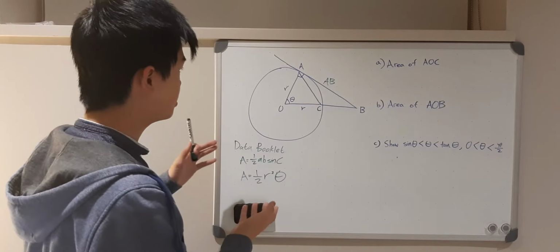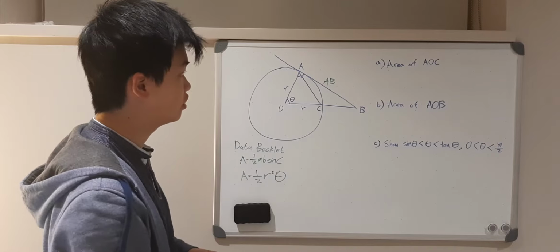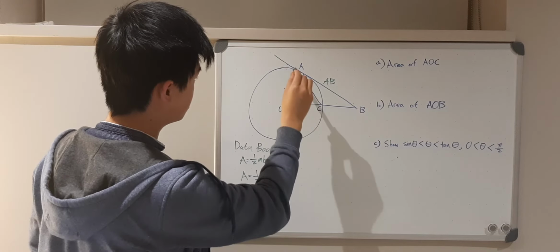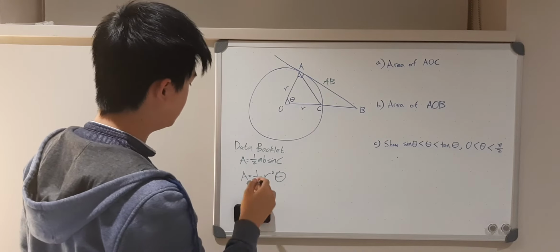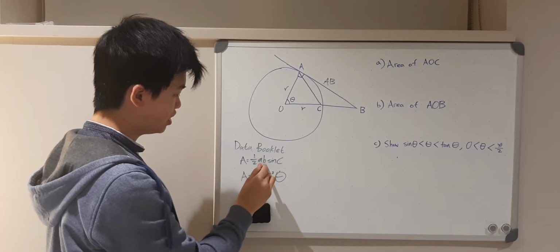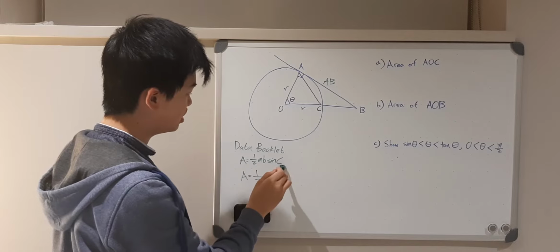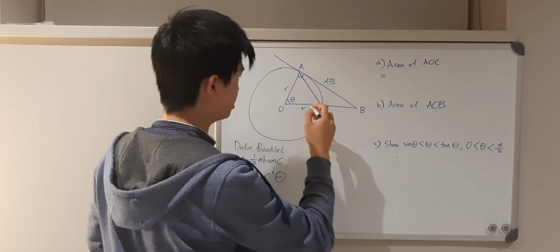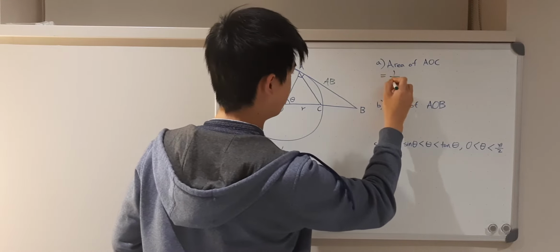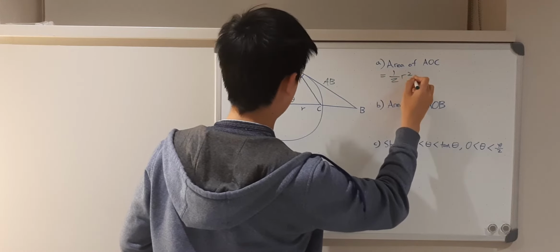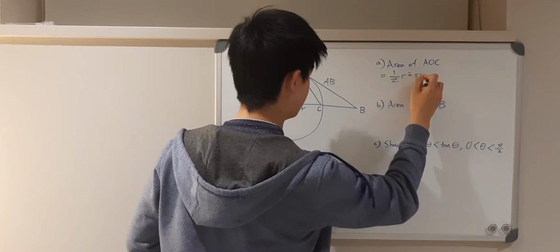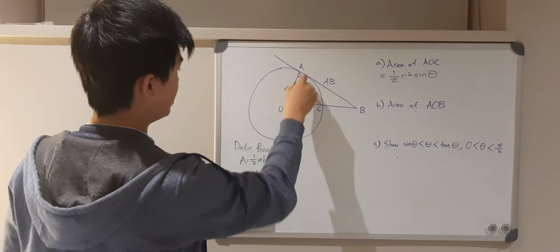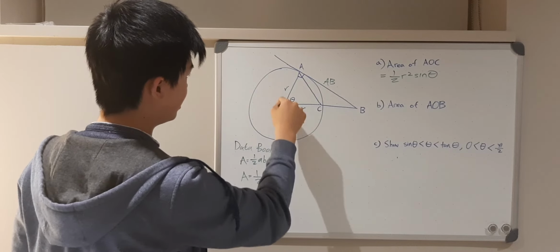Hello, so we have this diagram here and we have to solve 3 questions. First, we have to find the area of AOC, which is this triangle here. Since we know what the values A and B are and what C is, we can just plug into the formula we get from the data booklet. So that would be half r squared sine theta.